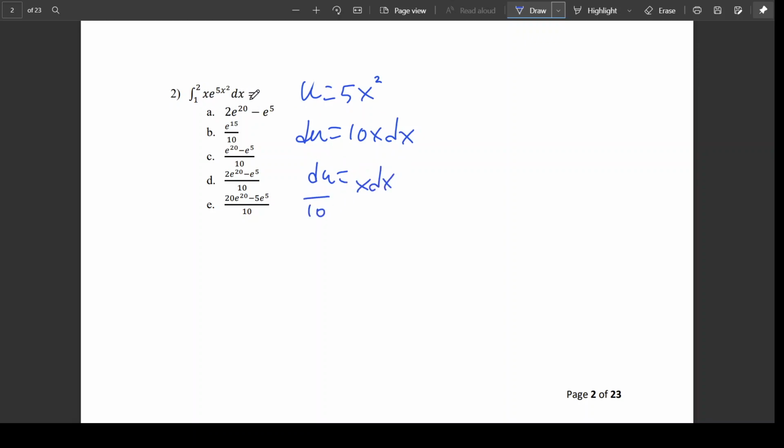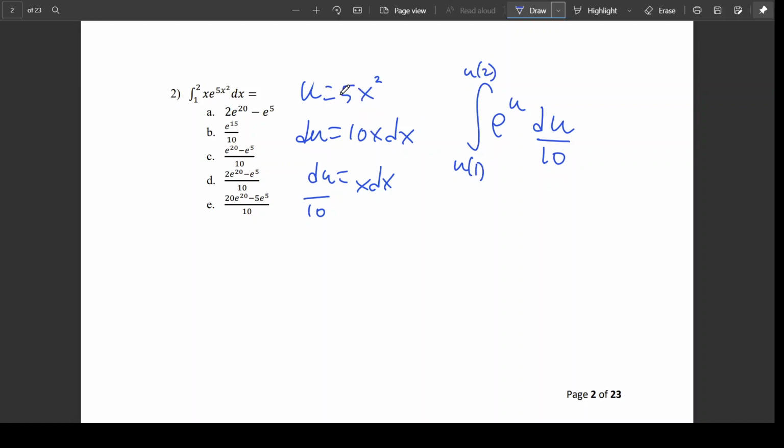So I'm going to take this x dx and replace it with du over 10, right? Then the integral becomes e to the u, just remember, u is 5x squared, so e to the u du over 10. And for the bounds, we're not going to have 1 and 2 anymore, we're going to have u of 1 and u of 2. By u, I mean we're going to plug in 1 and 2 into here, right?